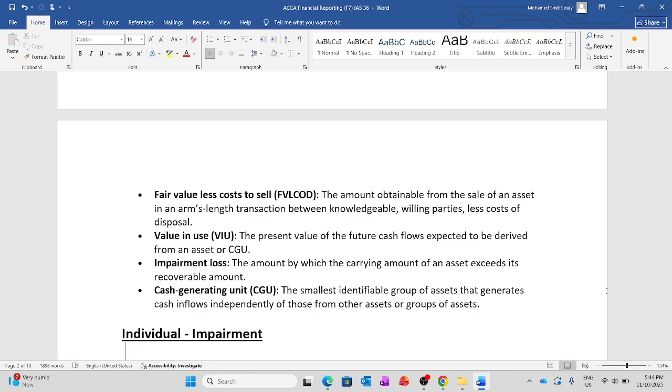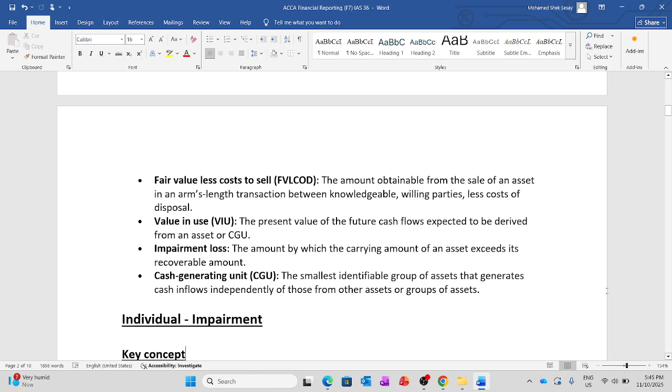If the carrying amount is greater than the recoverable amount, there is an impairment. But if the recoverable amount is greater than the carrying amount, it's fine. There is no impairment. Also, we are going to look at the cash generating unit, which is the smallest identifiable group of assets that generate cash inflows independently of those from other assets or groups of assets.